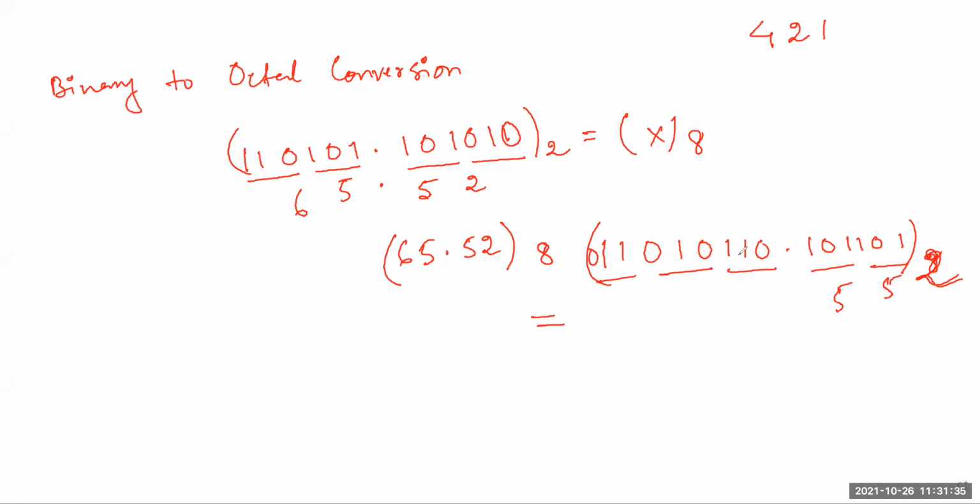This is 110, which means 4 plus 2, 6. 010 is 2, and 011 means 2 plus 1, 3. So it is 326.55.